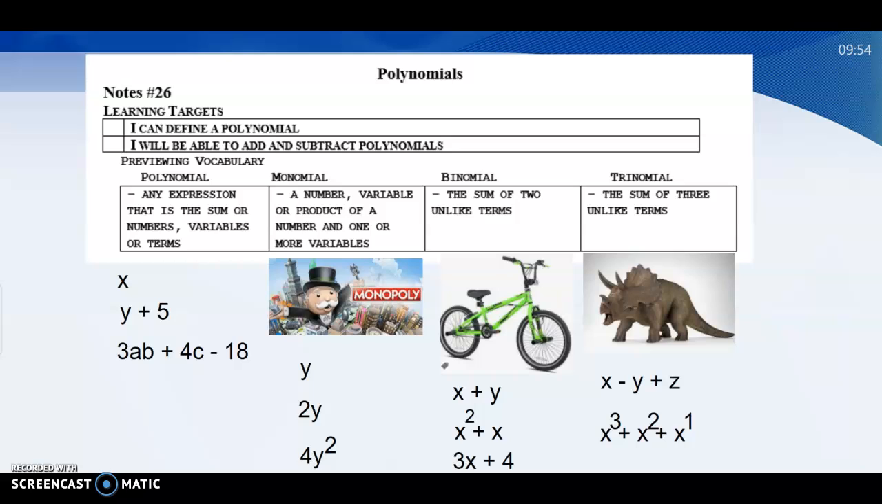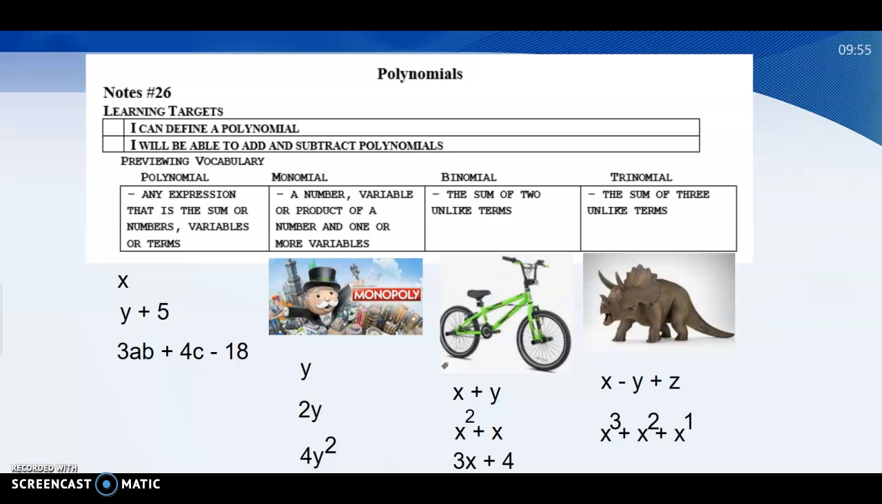So today begins a lesson in polynomials. What a fun word, right? Polynomials. By the end of this lesson, you'll be able to define what a polynomial is, and we'll be able to add and subtract polynomials, which is actually something you have done. You've just never done it with the word polynomial involved.